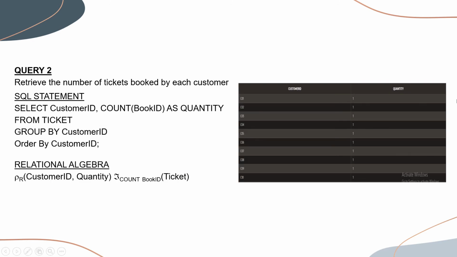For query 2, we will retrieve the number of tickets booked by each customer. The SQL statement will select customer ID, count book ID as quantity, from ticket, group by customer ID, and order by customer ID. This is the relational algebra, and the output.